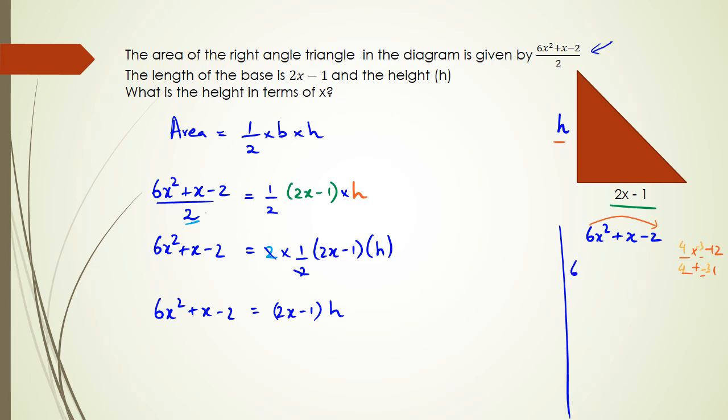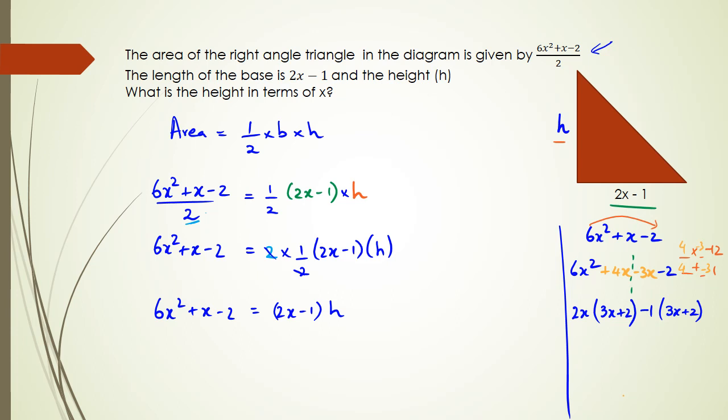So we're going to split up 6x squared plus 4x minus 3x and minus 2. Then we need to do partial factorization. We've got 6x squared and 4x, so the common factor is 2x, and what you end up with is 3x plus 2. And on the other side of the green dotted line, we have negative 1 as a common factor, so that will end up being 3x plus 2.